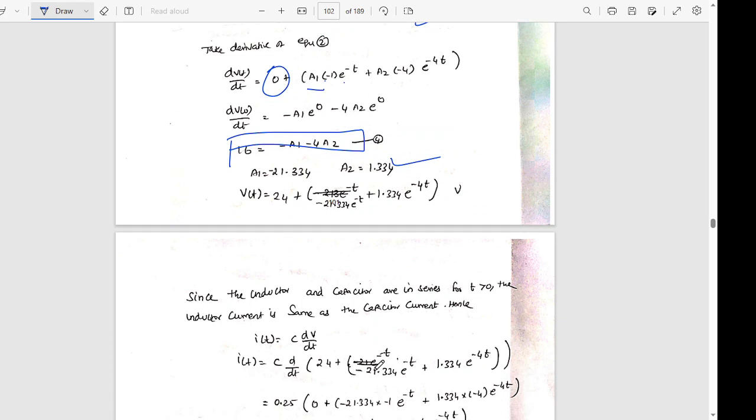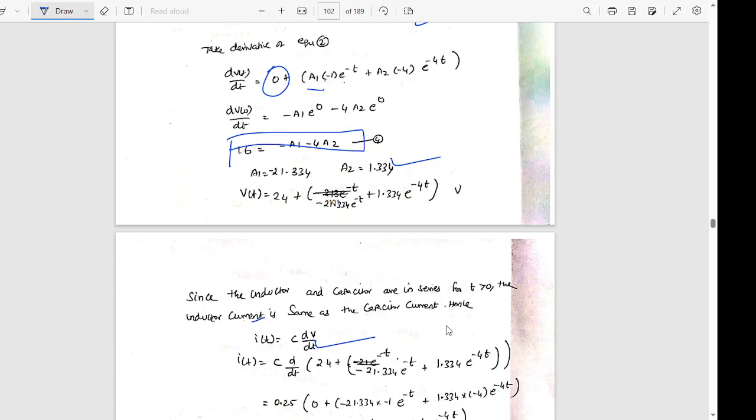Okay, this is the voltage which you got. And then next we need to find out the current. Since the inductor and capacitor are in series, for t greater than 0, the inductor current is same as capacitor current. Both will be same because it is series. So I of t is equal to C dv by dt.